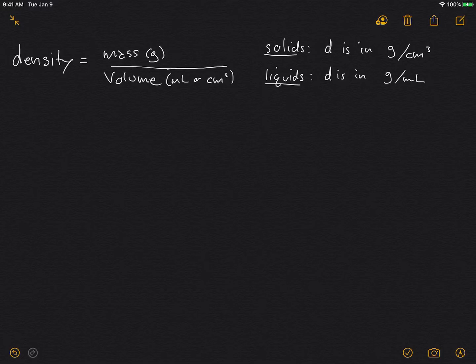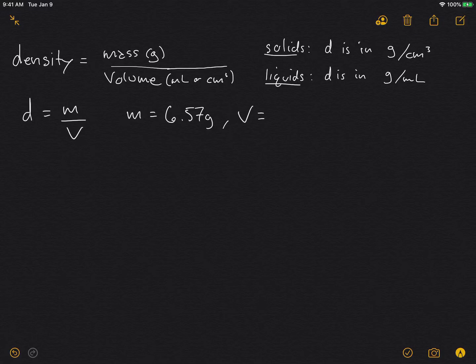The density of an object in symbols is D equals m over v. And so for a simple example, let's say we have the mass of a substance. Let's say it's 6.57 grams, and the volume is 3.12 cubic centimeters.